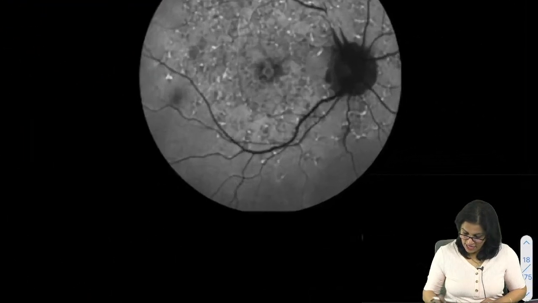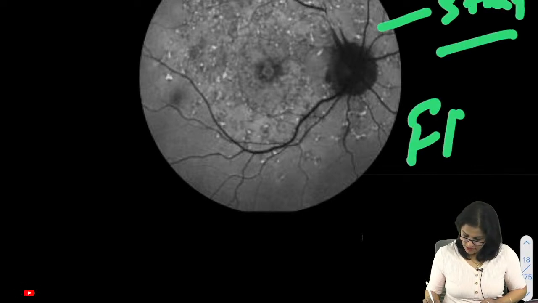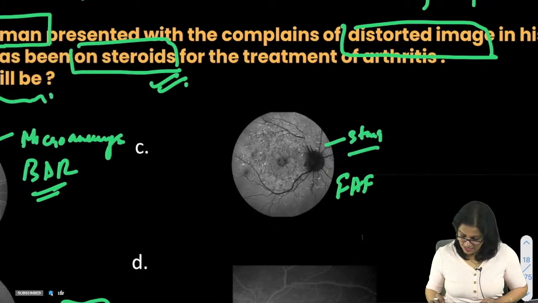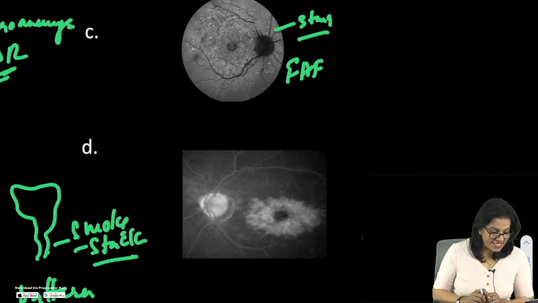Okay, we come to the C. C we have just learned is Stargardt's. We are looking at the autofluorescence. It is autofluorescence. Done? Okay, so this is Stargardt's disease. Now again a question for you all. Yeah, okay, very good.